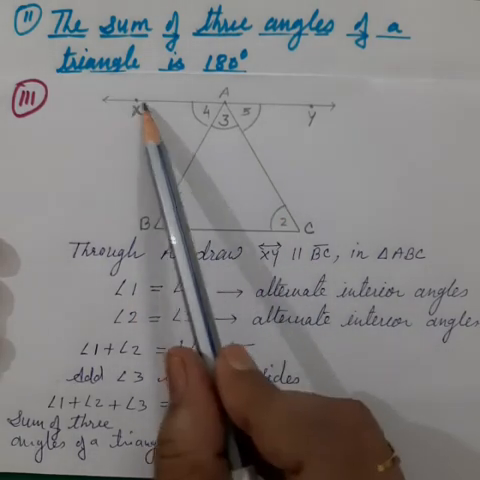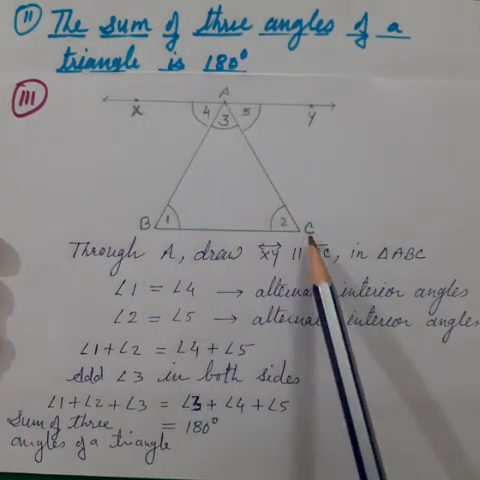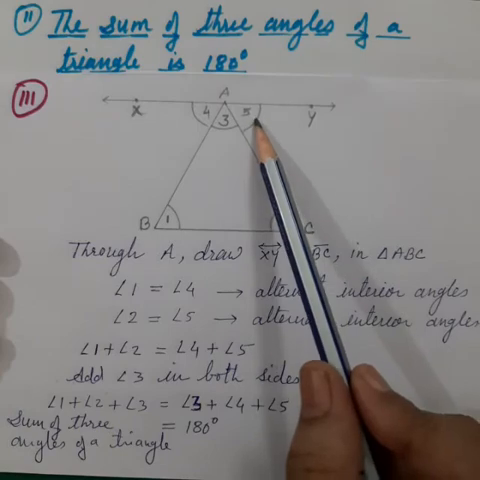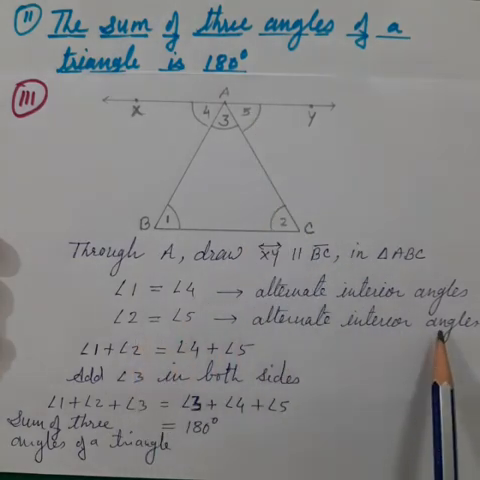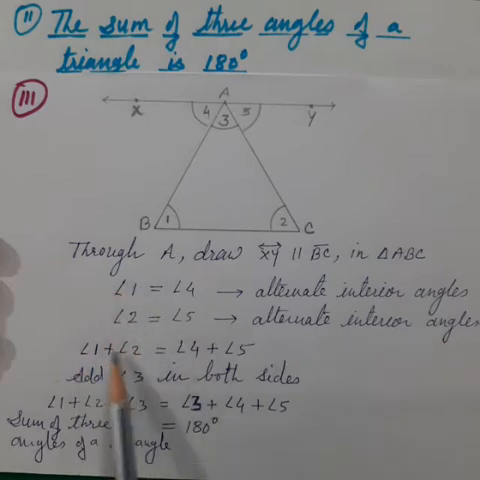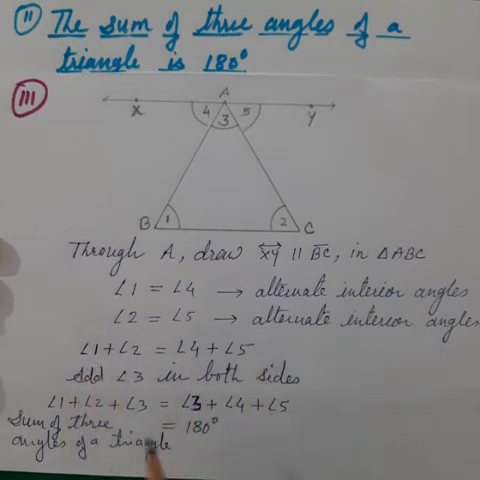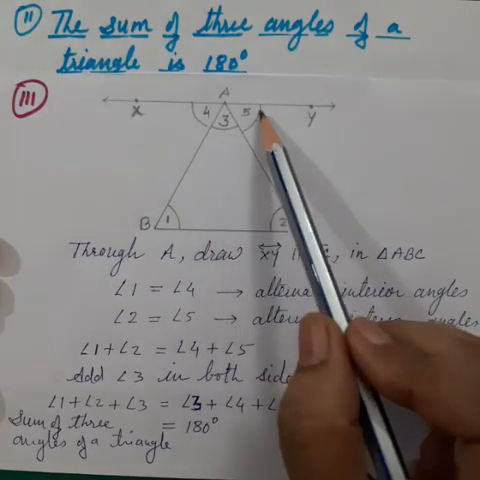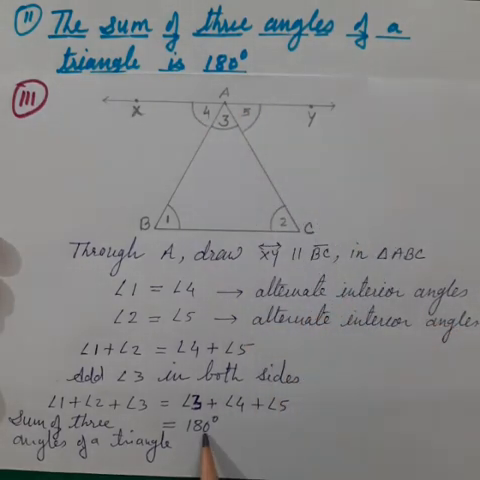In the same way, this is parallel to BC and AC is the transversal. So angle 2 and angle 5 are alternate interior angles. They are also equal. Now add these two sides, angle 1 plus angle 2, and on the right hand side angle 4 plus angle 5. Now on both sides add angle 3: here angle 1 plus angle 2 plus angle 3 and here angle 4 plus angle 5 plus angle 3. But see here, angle 3 plus angle 4 plus angle 5 together form a straight angle and the measure of a straight angle is 180 degrees. That's why the sum of the three angles of the triangle is also 180 degrees.